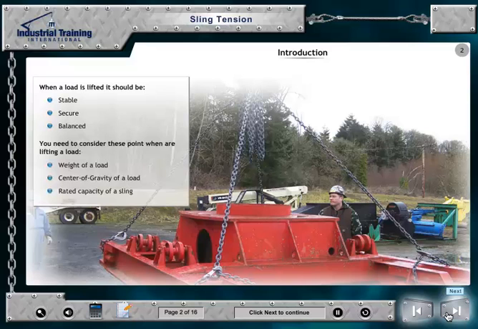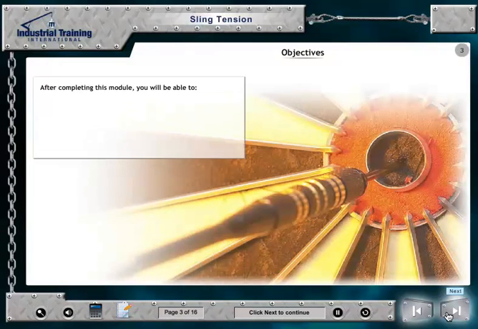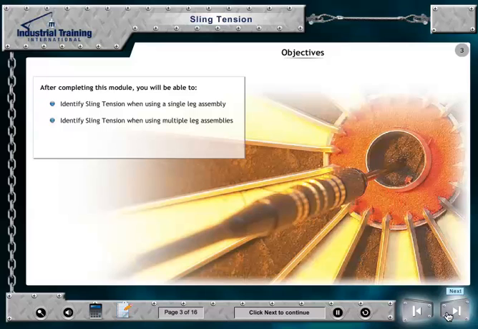This module focuses on calculating the load factor and tension on the slings in order to properly select the rigging. To begin, let's go through the objectives of this module, which will give you a brief outline of what this module covers. After completing this module, you will be able to identify sling tension when using a single leg or multi-leg assembly. At the same time, you will be able to select a suitable sling type depending on the sling tension.